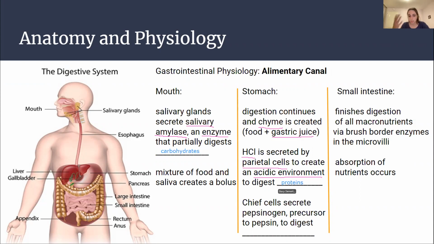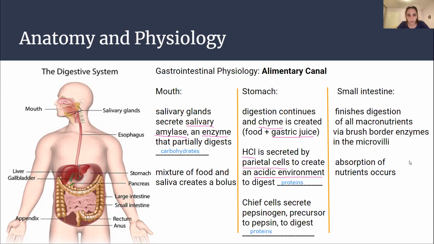Also, chief cells, another type of cell, are going to secrete pepsinogen, and pepsinogen is a precursor to pepsin. And pepsin is an enzyme that digests what? What macronutrient is going to be digested by pepsin? Yes, and I'm seeing in the chat that is proteins as well, and you guys are absolutely correct. So proteins are going to be digested, or at least start to be digested, within the stomach.